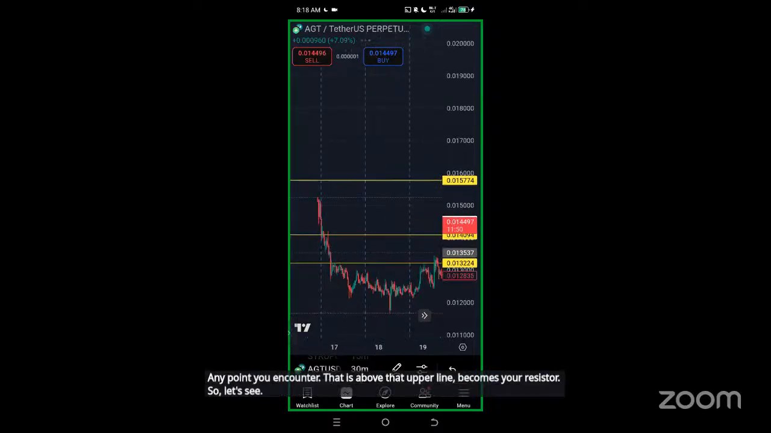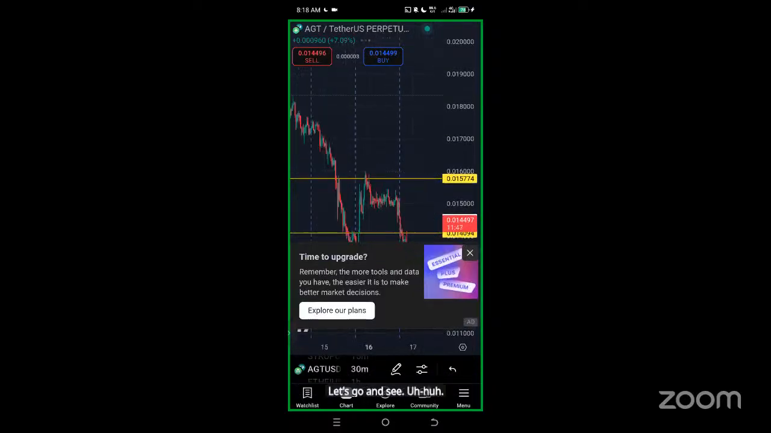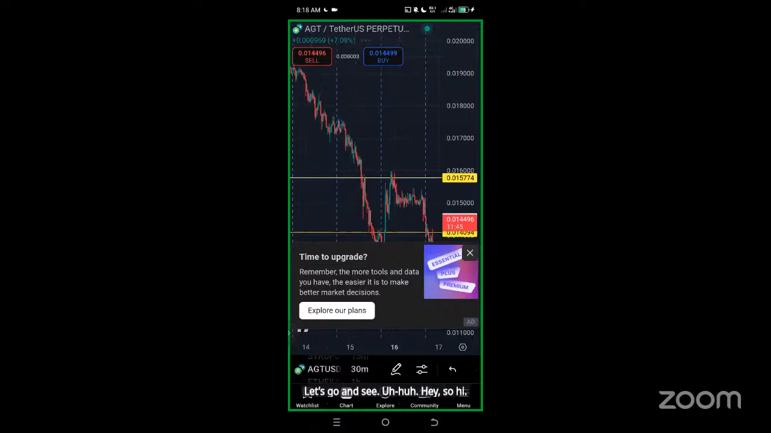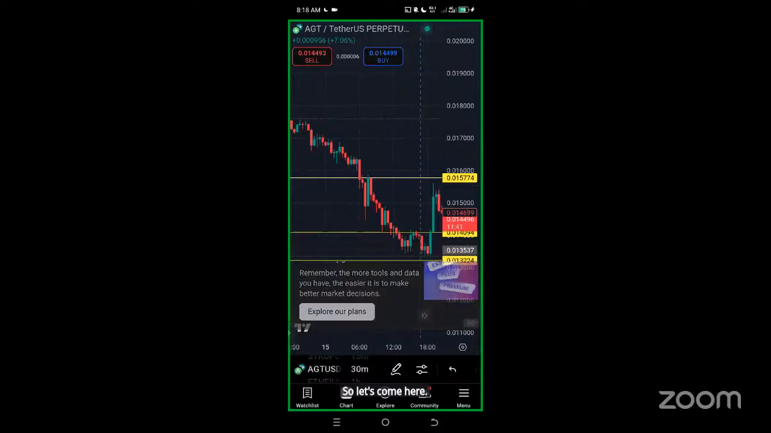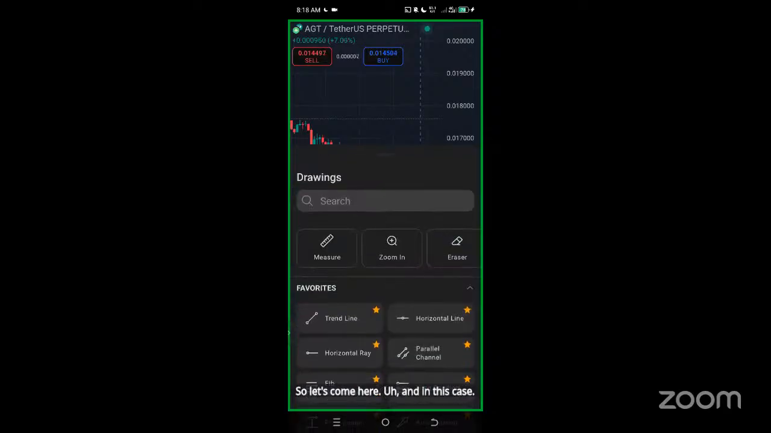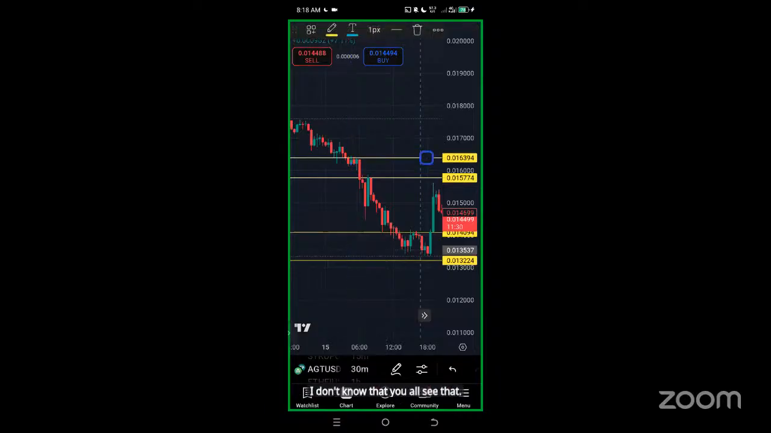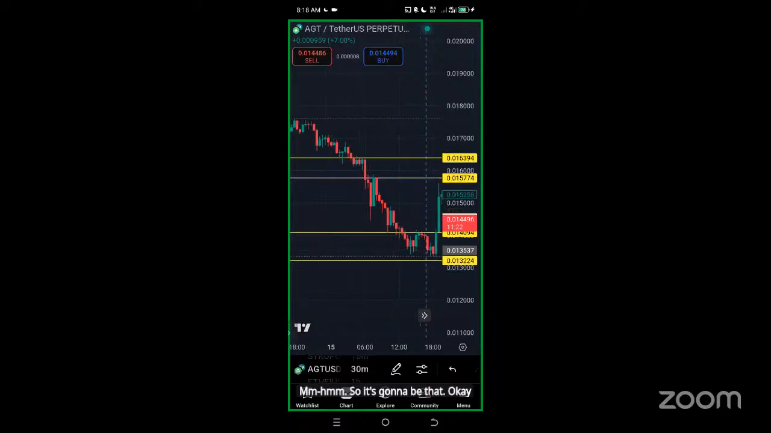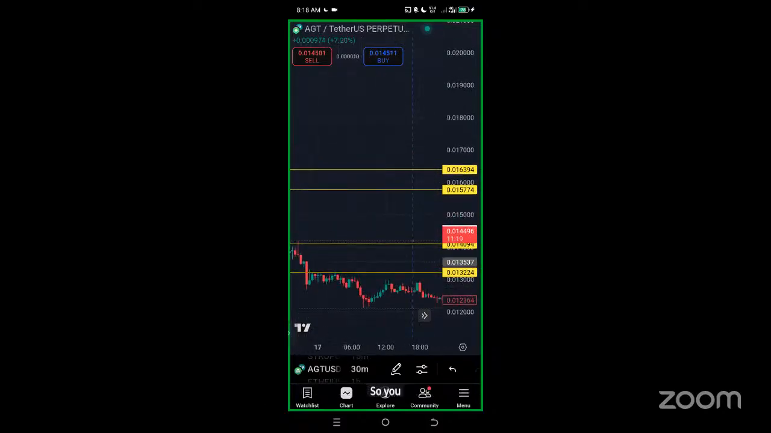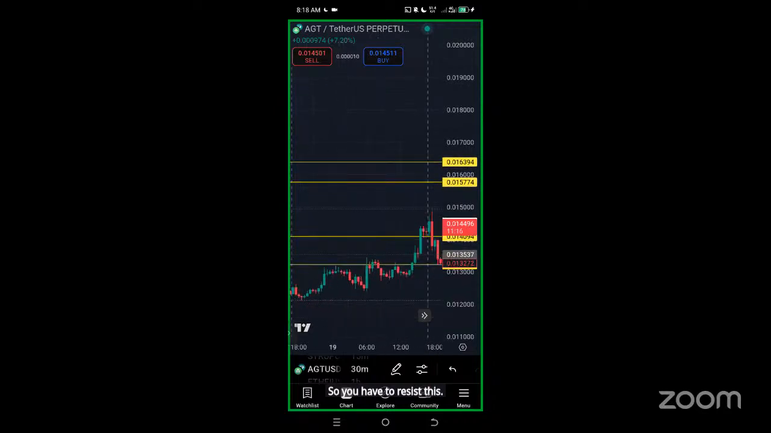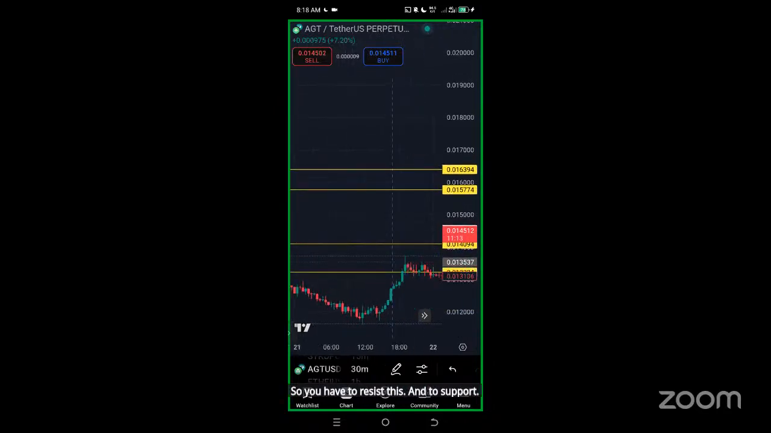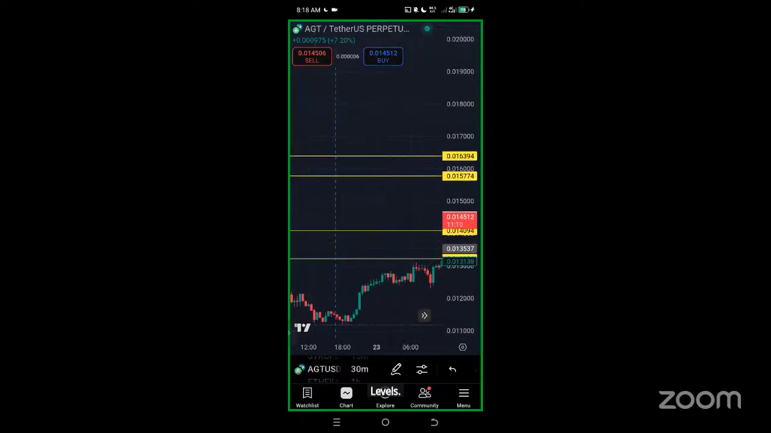So let's go and see. Okay, so let's come here. And in this case, this would be it. From this point, I'll have this one here. I don't know whether you all see that. Do you see that? So it can be that. Okay. Can use that. So you have 2 resistance and 2 support levels.